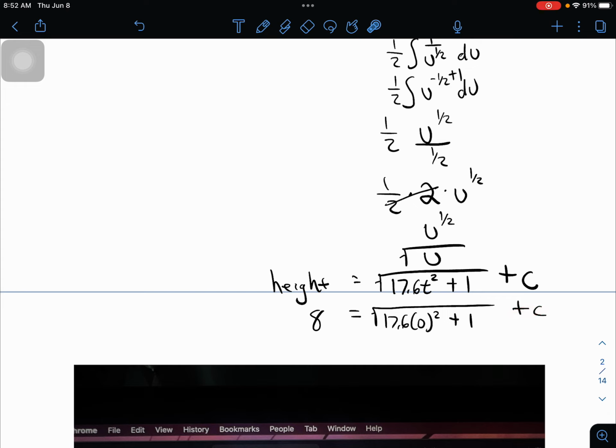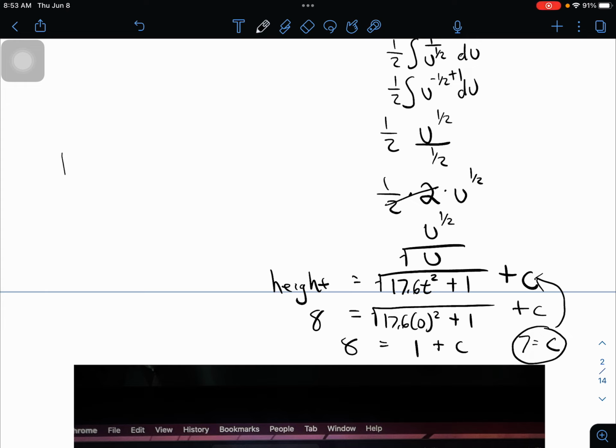And I can. 0 squared is 0. 0 times 17.6 is 0. So this whole thing right here is just 0. This is the square root of 1, because that's just a 0. And the square root of 1 is 1. So this whole thing right here is equal to 1. Plus c equals 8. And now I'm going to solve for the c. I'm just going to subtract 1 from both sides, which means that 7 equals c. So we actually figured out what the c is right here. It's 7. And now I can plug it in.